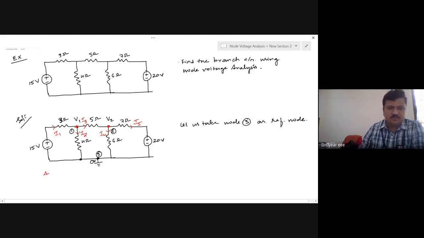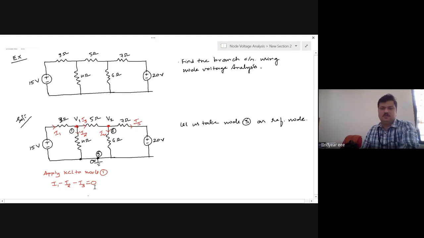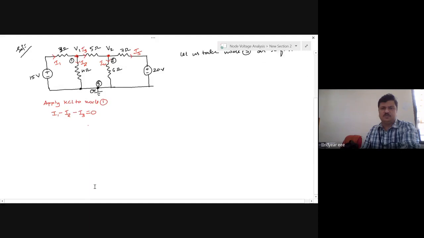Now apply KCL to node 1. Current I1 is entering, should be taken positive. I2 is leaving, I3 is leaving, should be taken negative. So I will write it as I1 minus I2 minus I3 is equal to 0.